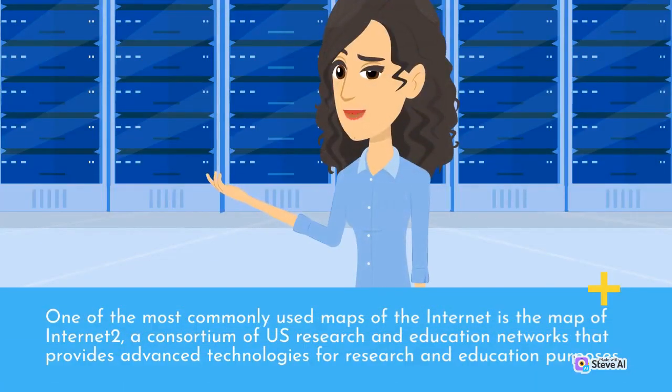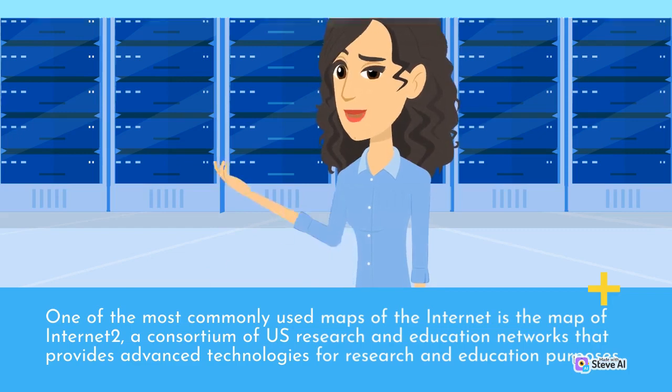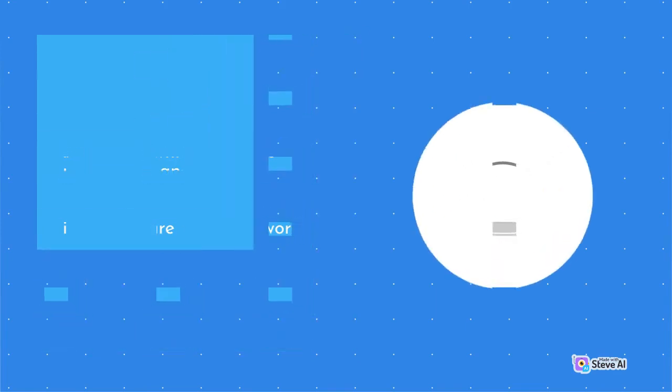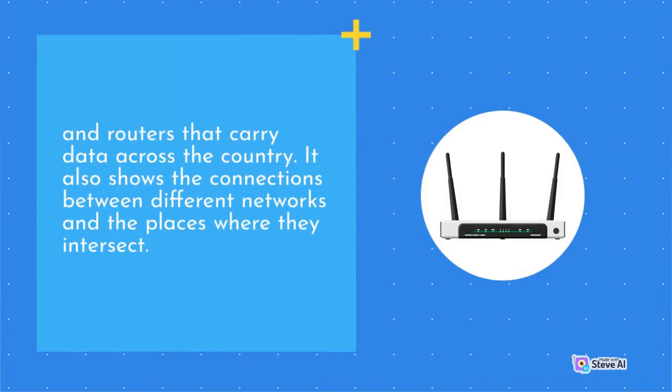One of the most commonly used maps of the Internet is the map of Internet2, a consortium of research and education networks that provides advanced technologies for research and education purposes. This map shows the network's backbone, which connects universities and research institutions across the country. The map illustrates the physical infrastructure of the network, including the cables and routers that carry data across the country. It also shows the connections between different networks and the places where they intersect.